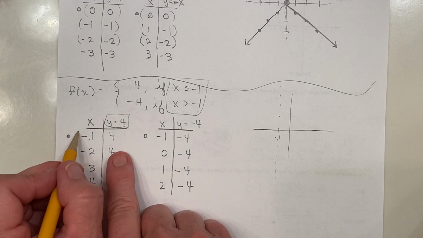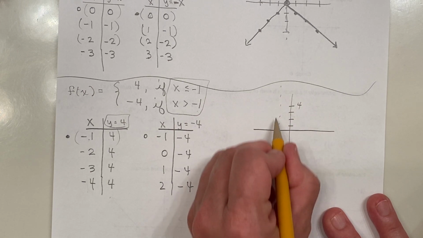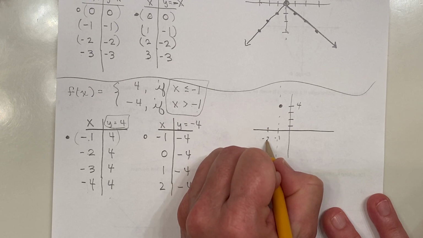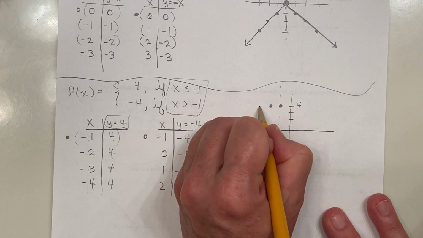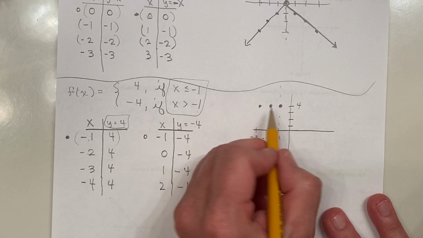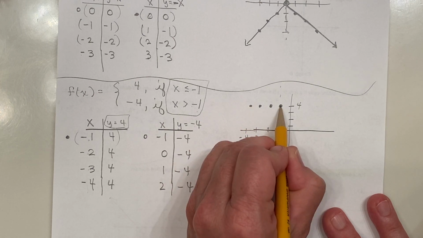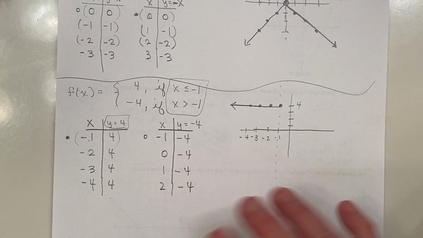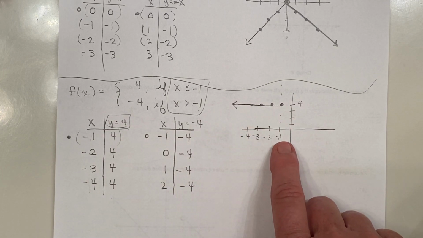graphs. Let's plot negative 1, 4. So negative 1, 4 filled in circle. Negative 2, positive 4. Negative 3, 4. Notice how all these points are lining up horizontally. Well, I could plot the last one if I want to, but I still can see that I'm going to have this constant function this way. Double check, make sure everything looks good. Yes, this piece right here should have been graphed to the left of x equals negative 1.